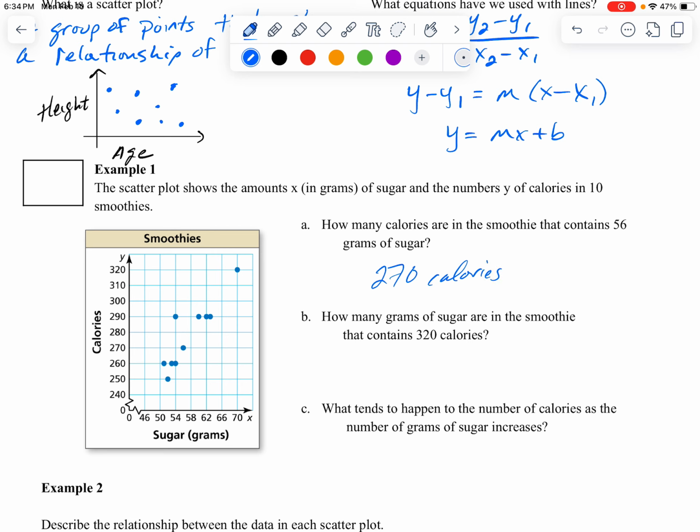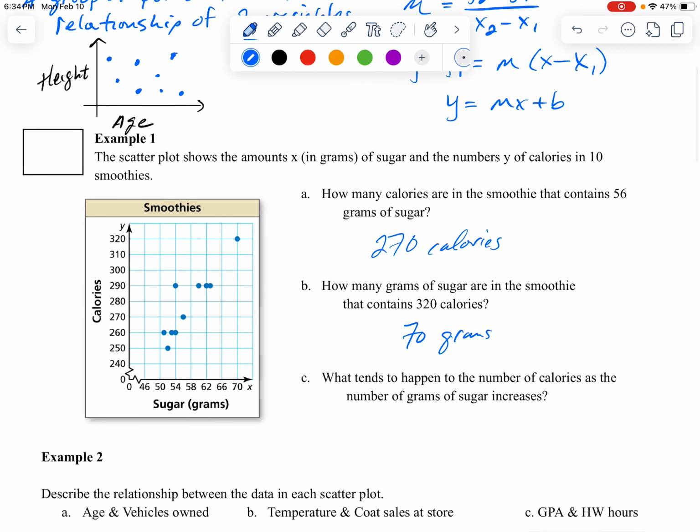How many grams of sugar are in the smoothie that contains 320 calories? So now we're going in the other direction. I'm telling you it's 320 calories, so we can find that point and then go down and find the grams of sugar: 70 grams of sugar.